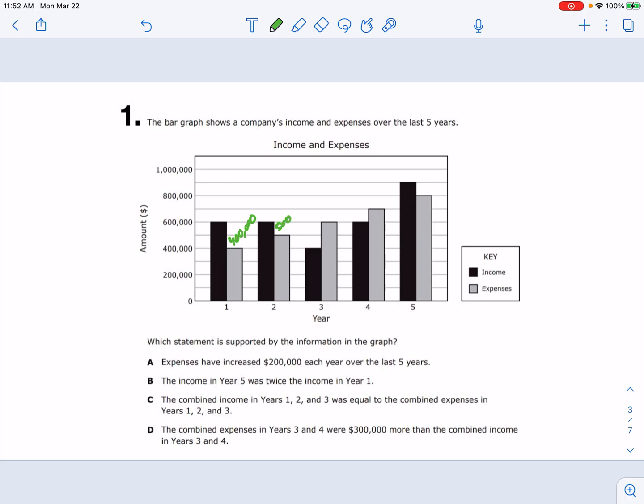Then it went up to 500. Then 600, 700, and 800. So it's only going up by 100,000 each year, not 200. So then I can move on to answer B. Answer B says the income in year 5 was twice the income of year 1. So the income in year 5 was 900,000. The income in year 1 was 600,000. Okay. And 900 is not twice as much as 600, so answer B is also incorrect.